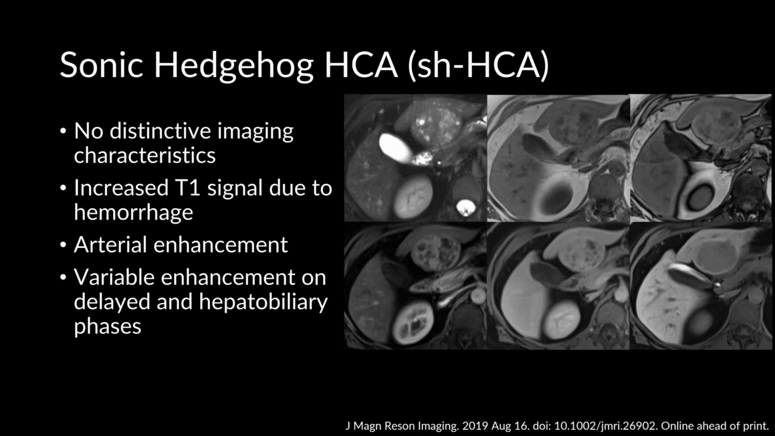It can have increased T1 signal due to internal hemorrhage. It does arterially hyperenhance, but on the delayed phases, it has variable enhancement. So in this example, we have a heterogeneous T2 hyperintense lesion with heterogeneity internally. On the T1 weighted image, no intralesional fat, and then heterogeneous enhancement on the arterial phase with no washout, but washout on the hepatobiliary phase.